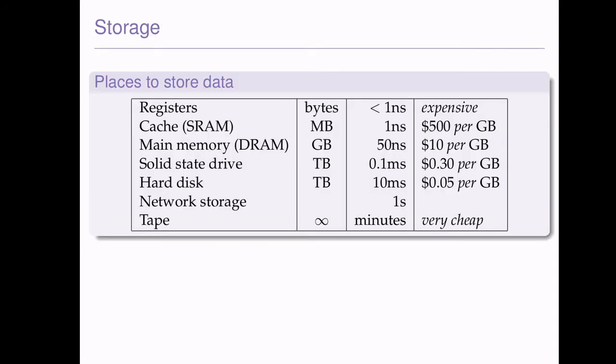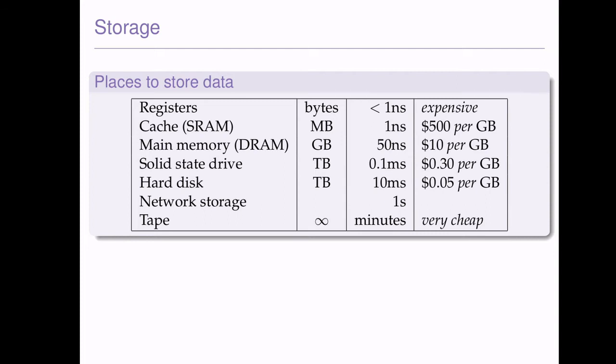Now, we've been working a lot with registers. We know that they only store bytes. They take less than a nanosecond to access, but they are very, very expensive, so we can only have so many of them. Now, the next stage of memory is something called cache or SRAM memory.